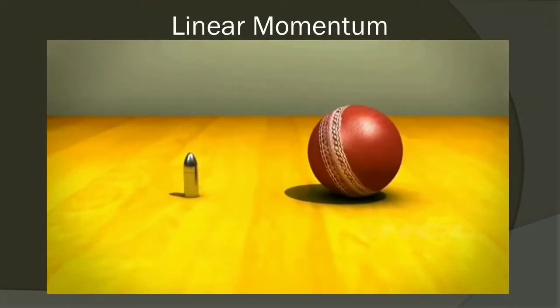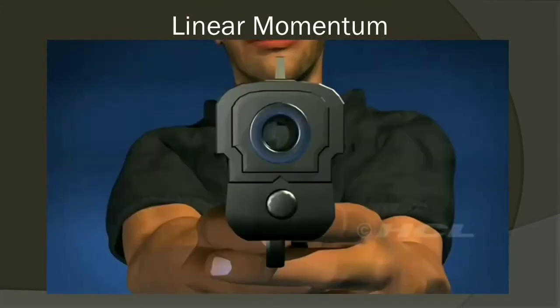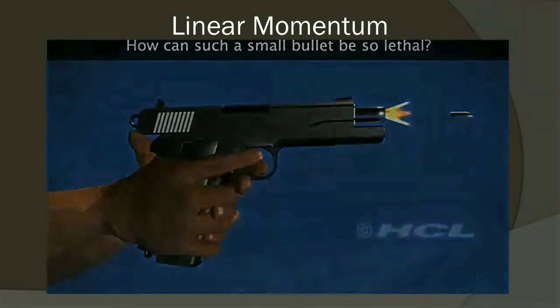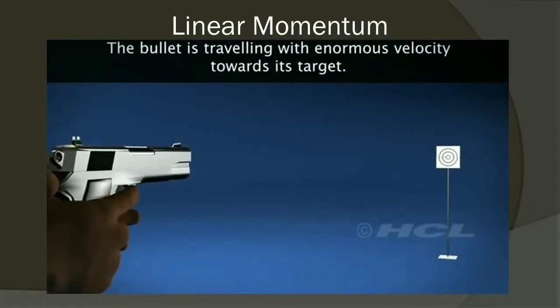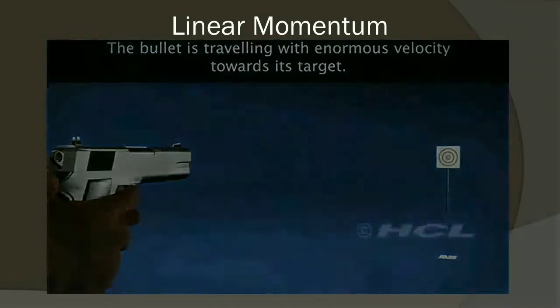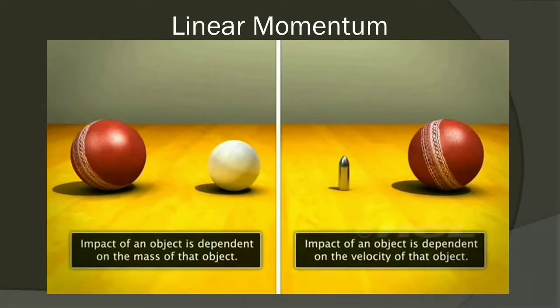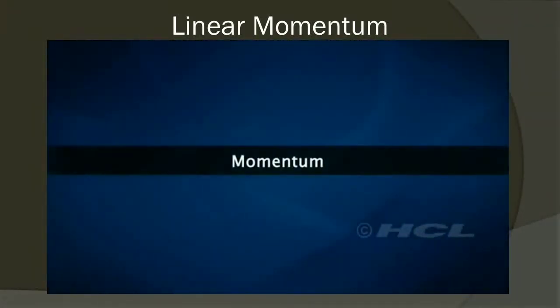On the other hand, a bullet is much smaller than a cricket ball, but it can kill a person when fired from a gun. How can such a small bullet be so lethal? Because the bullet is traveling with enormous velocity towards its target. So, these observations suggest that the impact of an object is dependent on the mass and the velocity of that object. Clear?